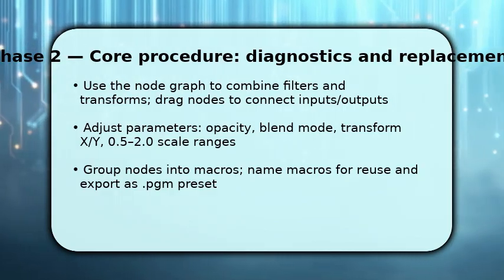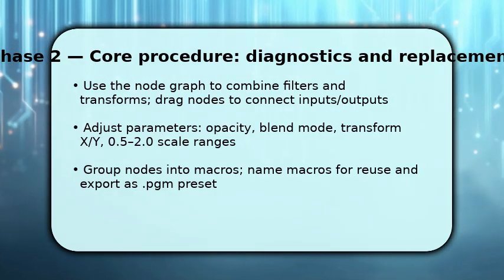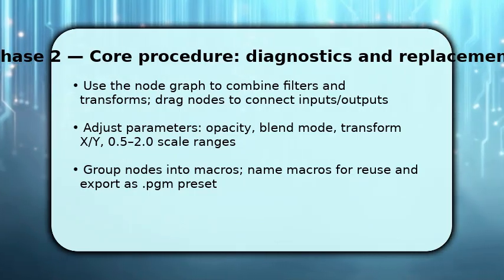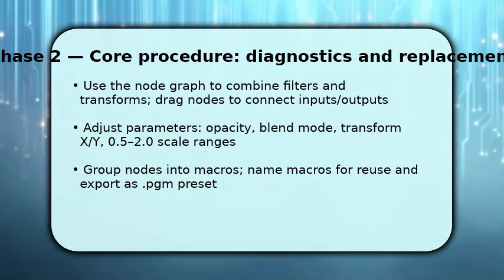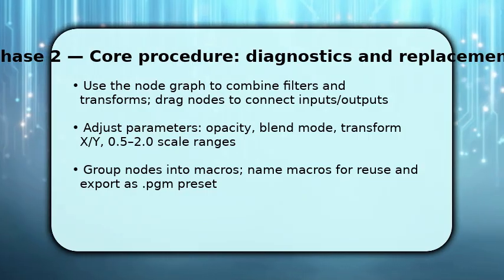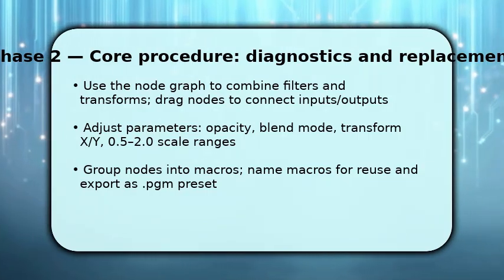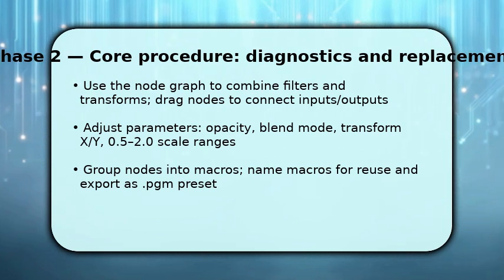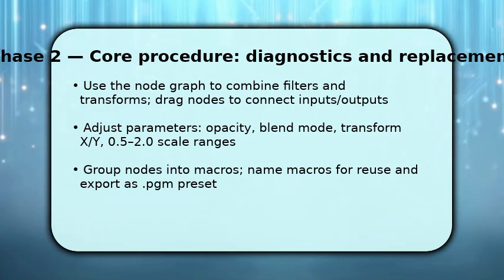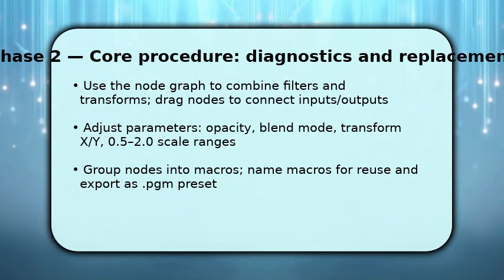Adjust parameters like opacity, blend mode, and transform values. Try scale between 0.5 and 2.0 for previews. Once a pattern repeats, group nodes into a macro and name it. Export that macro as a PGM preset so you can reuse the exact behavior in other projects.